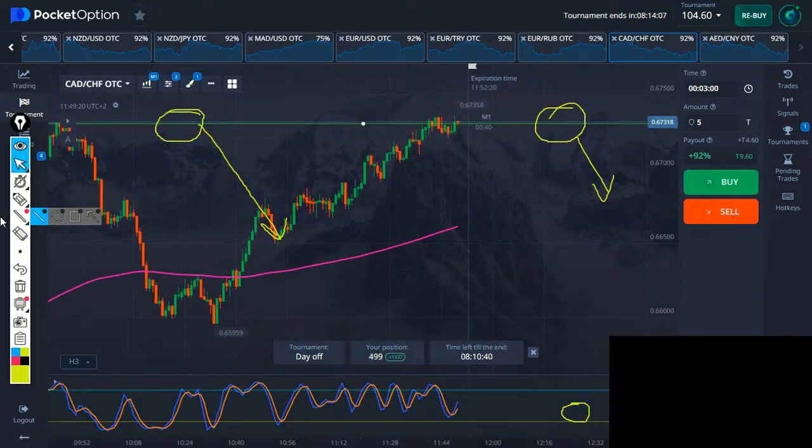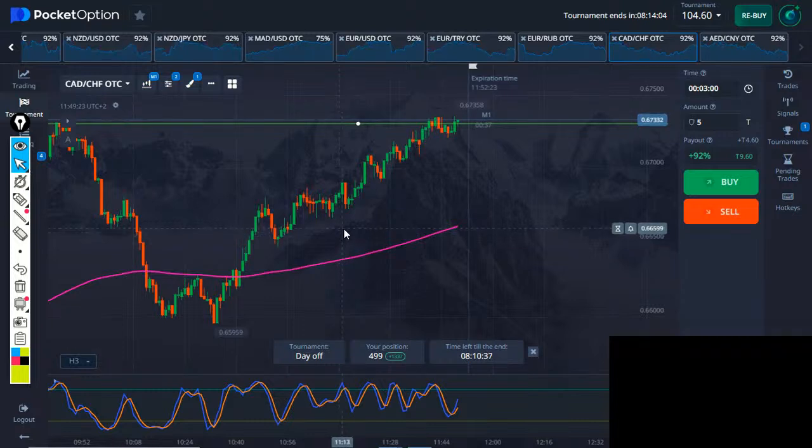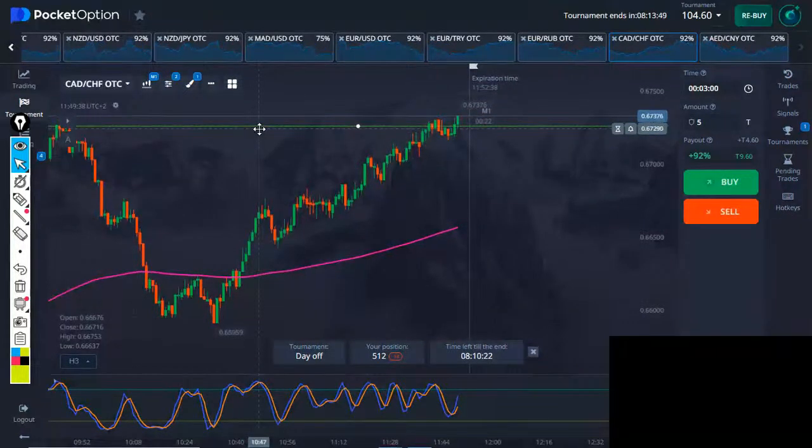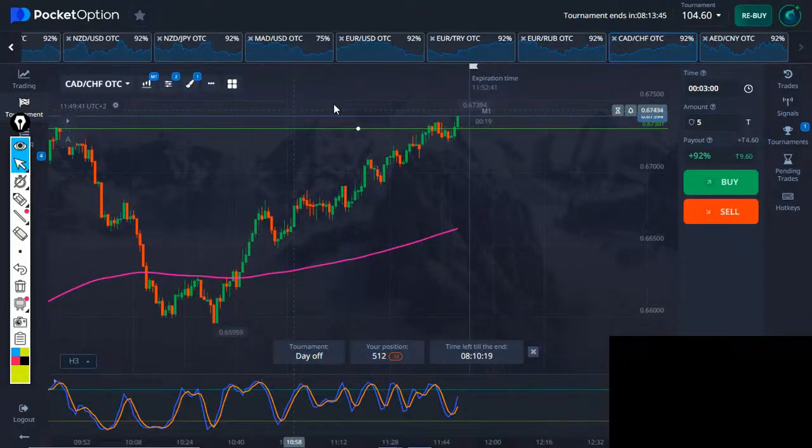Okay, so you always have to combine price action, supply demand zones, along with your indicators. Indicators are only an additional level to help you. However, you shouldn't base all your trading strategy on indicators. So let me look for something else.